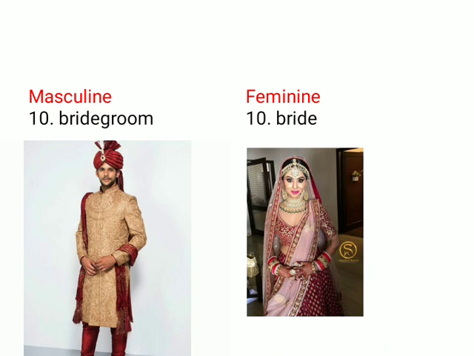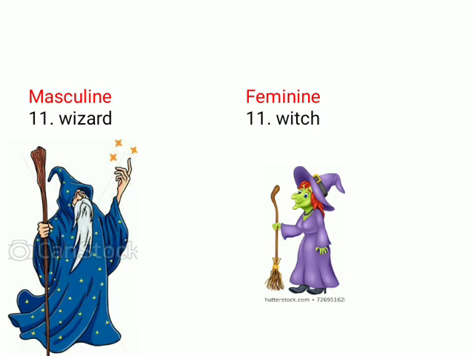Next, bridegroom. What is the feminine gender of the bridegroom is bride. Yes. Next, wizard. What is the feminine gender for wizard is witch. I hope all have understood this, students, very well.